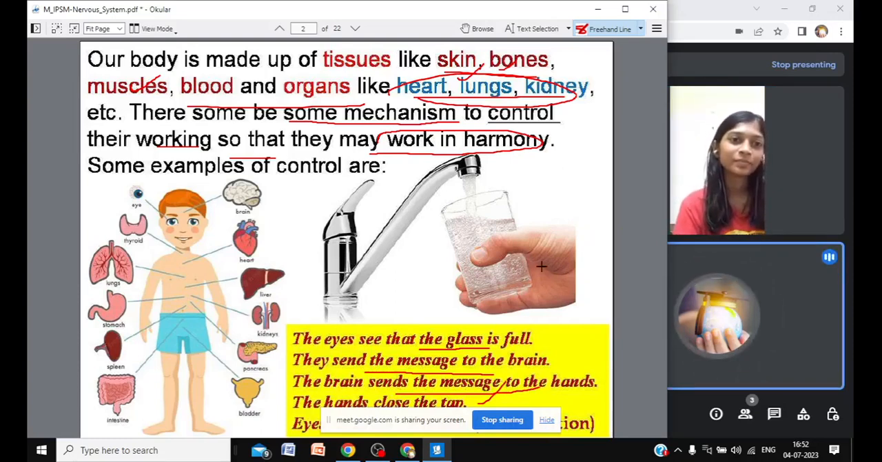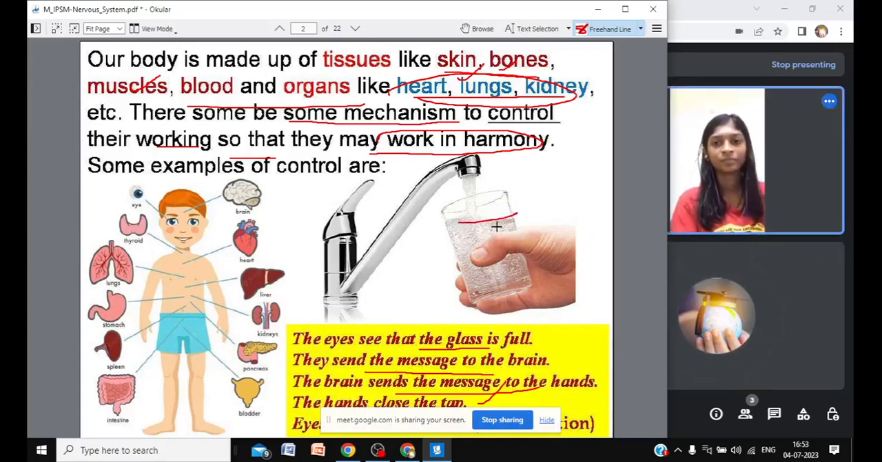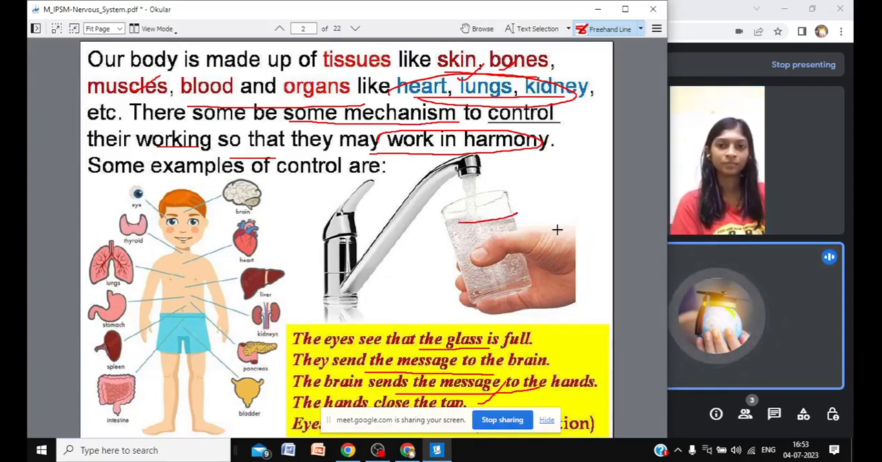The hands cannot see that the glass is full, and the hands cannot know when to close the tap. The eyes will see that the glass is full and send the message to the brain. Again, the brain cannot turn off the tap. The brain will send the message to the hand, and then the hand will turn the tap off. So we have eye to brain, brain to hand, and then the hand is doing the work.